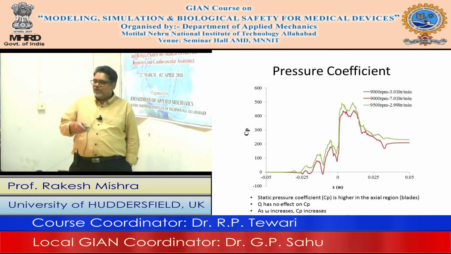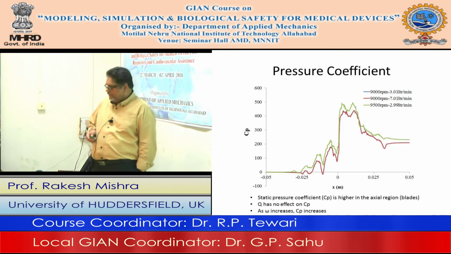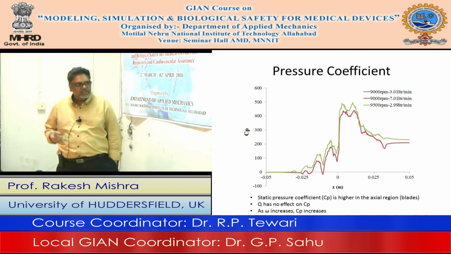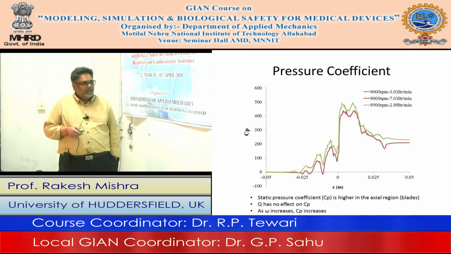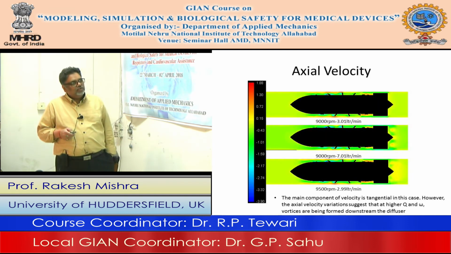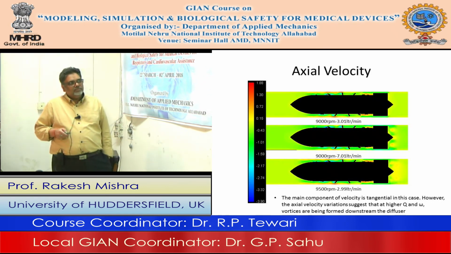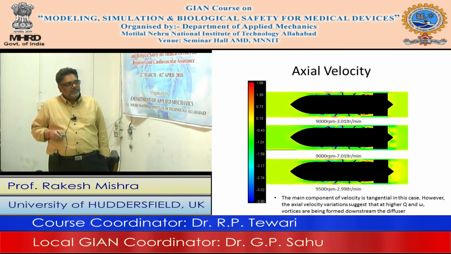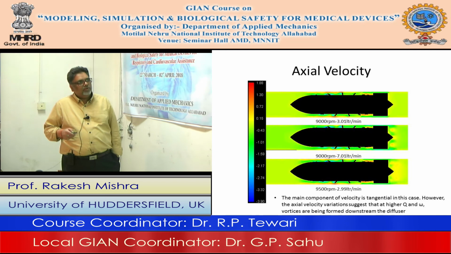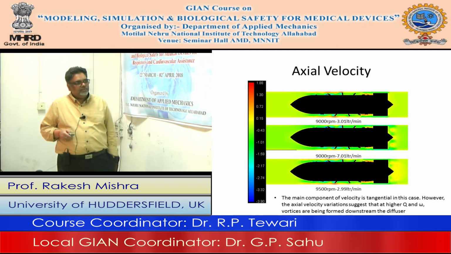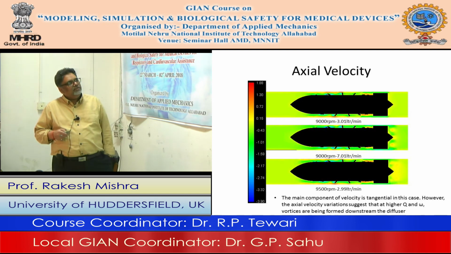Now let us see some velocity components. We have looked at the pressure, which is a very important thing in this case. Now let us look at the velocity. Again, I have taken three cases here. One is 9000 RPM, 3.01 liters per minute; 9000 RPM, 7.01 liters per minute; and then 9500 RPM, 2.99, which is approximately 3.01 liters per minute. Now, if you look at the axial velocity, the trends are almost similar. Although the velocity magnitudes have changed slightly, they look almost similar.